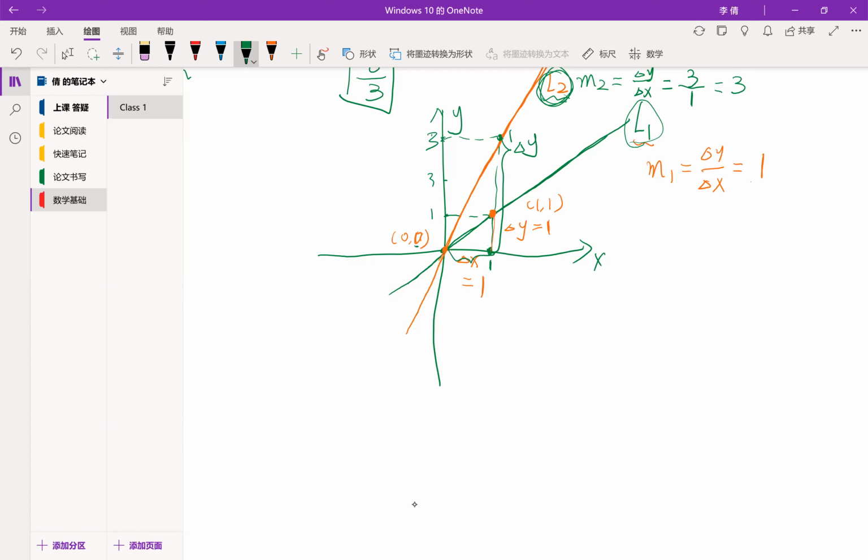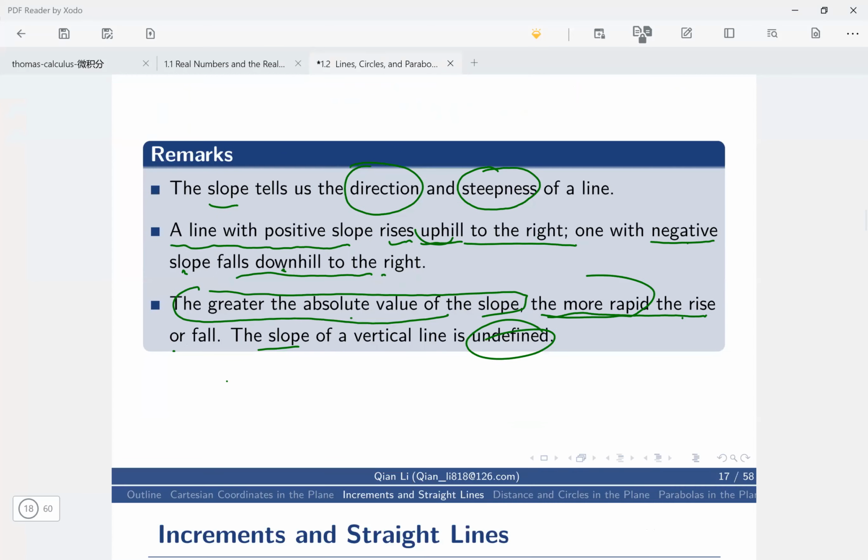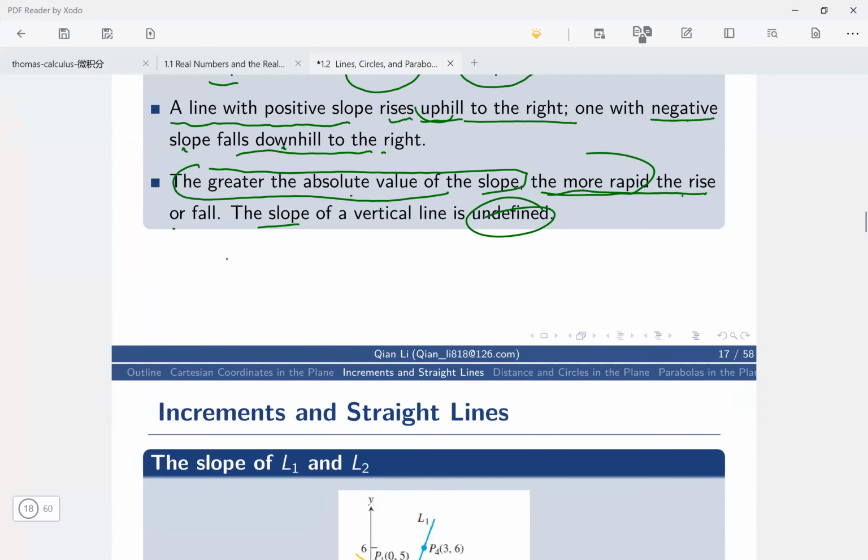So this line L sub 2 rises more rapidly, which means the greater the absolute value of the slope, the more rapid the rise or fall. Okay, this is the example.